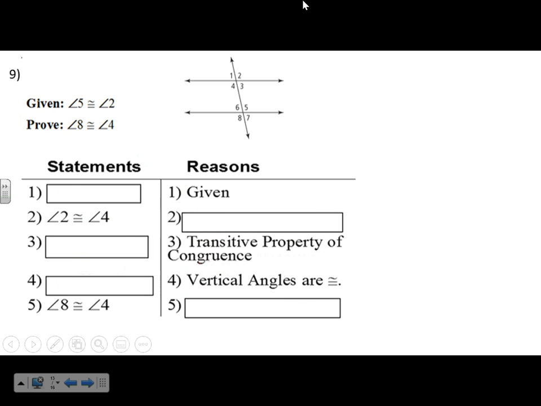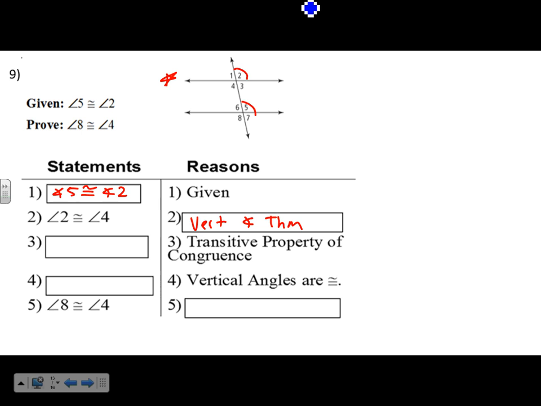So moving on to number 9. Actually, you'll be really familiar with some pictures that look like this a little bit later, but I'm giving you that angle 2 and angle 5 are congruent to each other. So I'm proving that angle 8 and angle 4 are congruent. So the first thing is our given. What did they give us? They said that angle 5 is congruent to angle 2. That's the given. Now they're saying angle 2 and angle 4 are congruent. That is the vertical angle theorem.